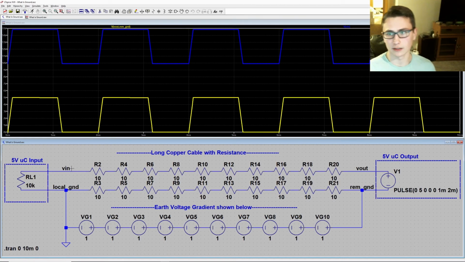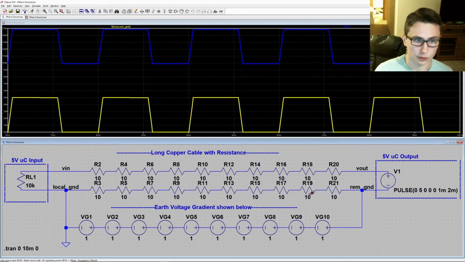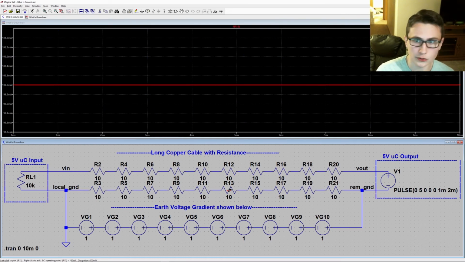What's going on here? Even more perplexing is that the bottom chain of resistors that's representing our ground conductor, or the conductor connecting ground to ground, is carrying 100 milliamps through it, but it's connecting ground to ground, so we would typically expect that it would carry no current, except for the return from the output of our microcontroller.